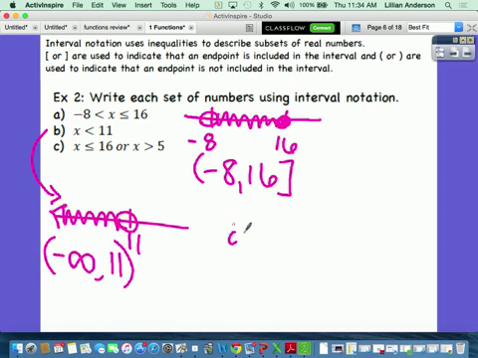C, little tricky. Here's my number line. I have 5, and then I have 16. Now we're on a number line.